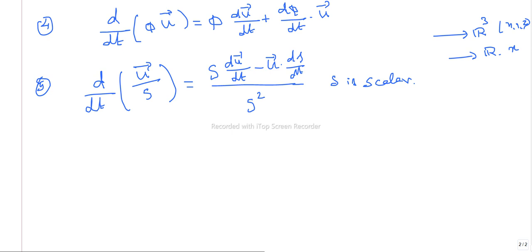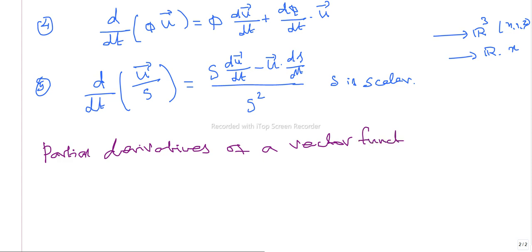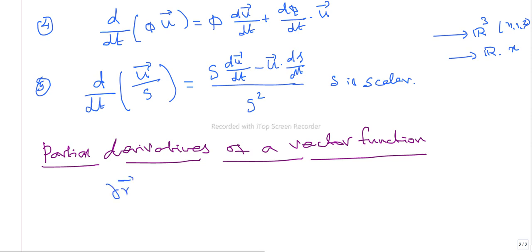Suppose the domain itself is a function of three variables. In that case, what are the partial derivatives? Same definition: you vary only x and then take the limit. So, the partial derivatives of a vector function: you differentiate r partially with respect to x. What is the definition? Usually we denote it dou r vector by dou x.